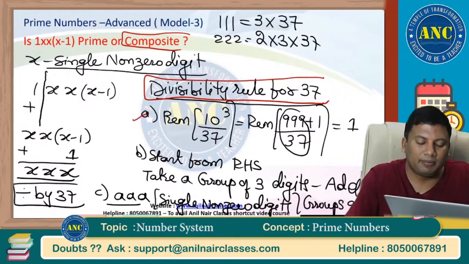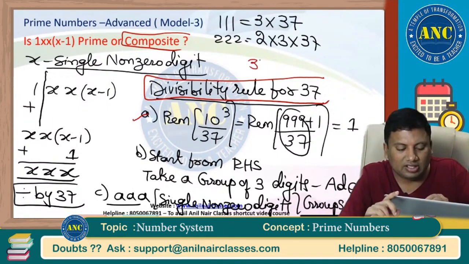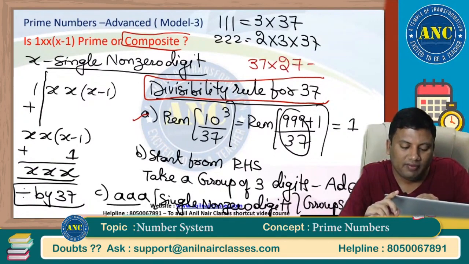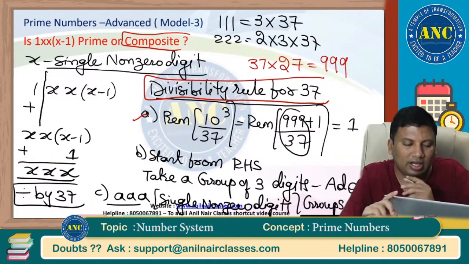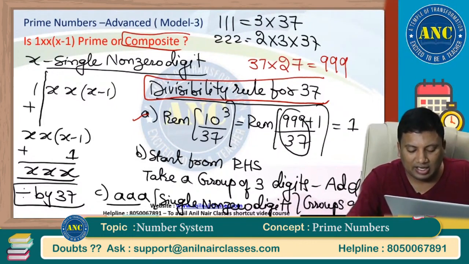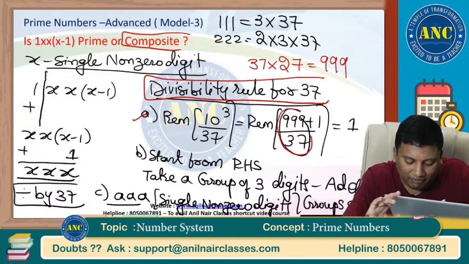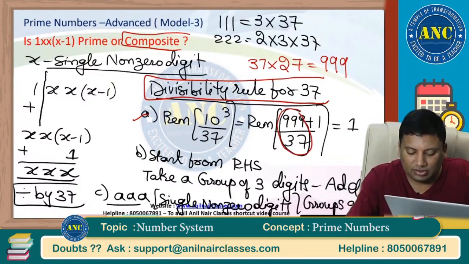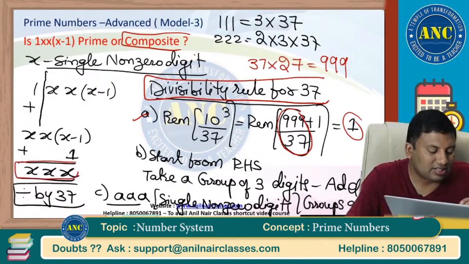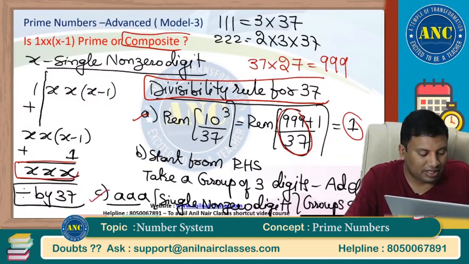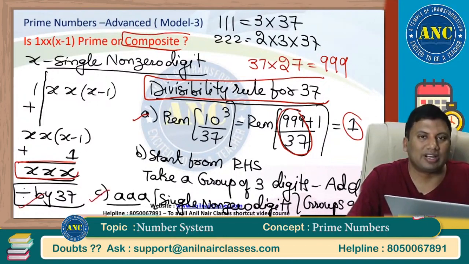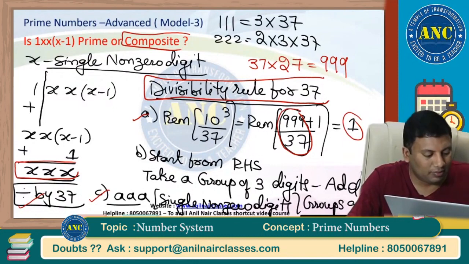Divisibility rule for 37: 10 cube divided by 37 gives remainder 1. Why? Because 37 into 27 is 999, which is perfectly divisible by 37. So plus 1, the remainder is 1. So start from the right hand side, take a group of 3 digits and add them. So x minus 1 plus 1, I got x. Any single digit written in groups of 3 is always divisible by 37.